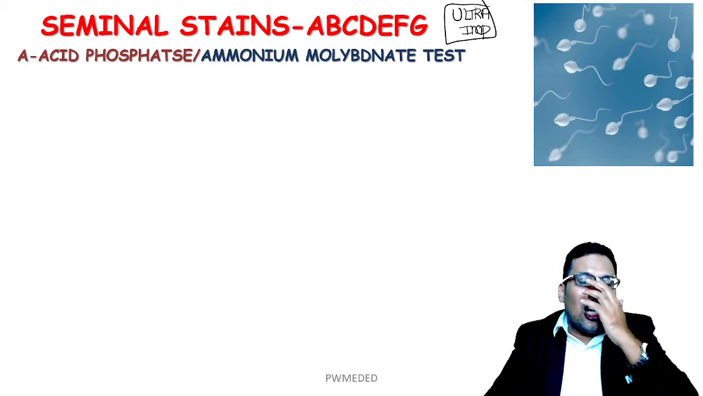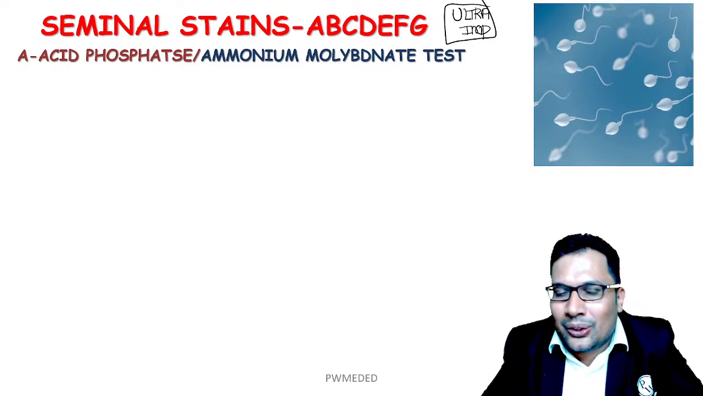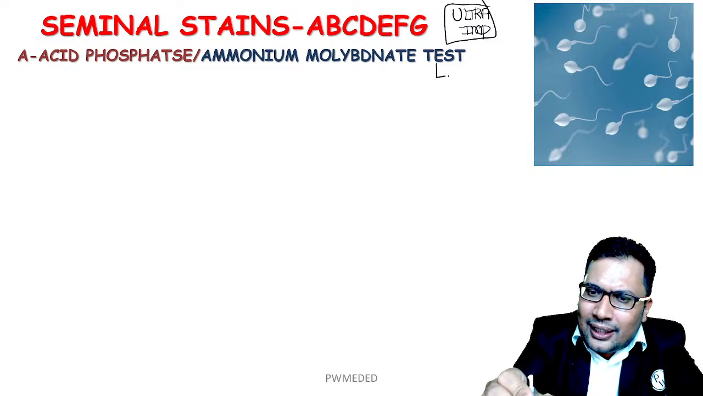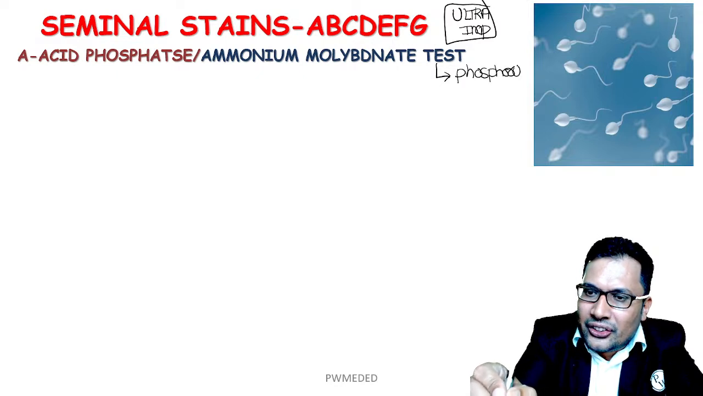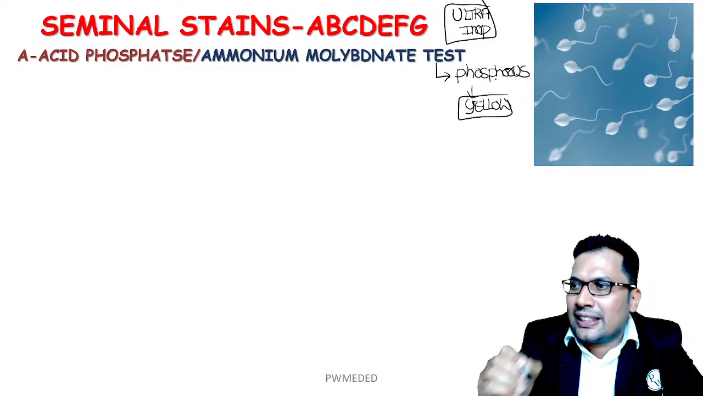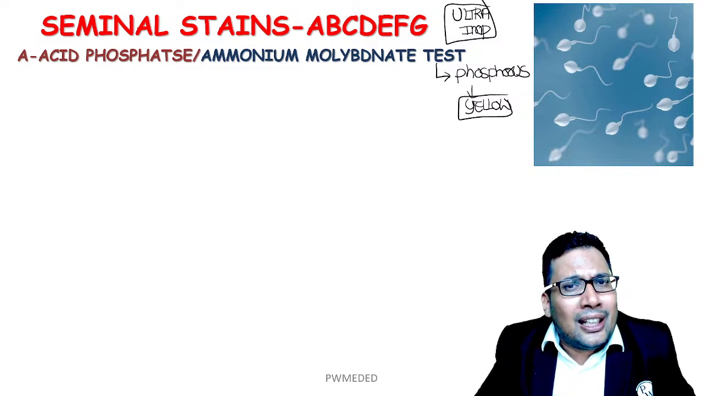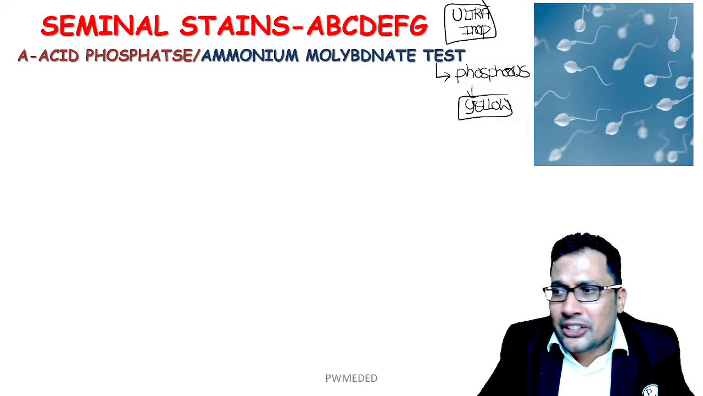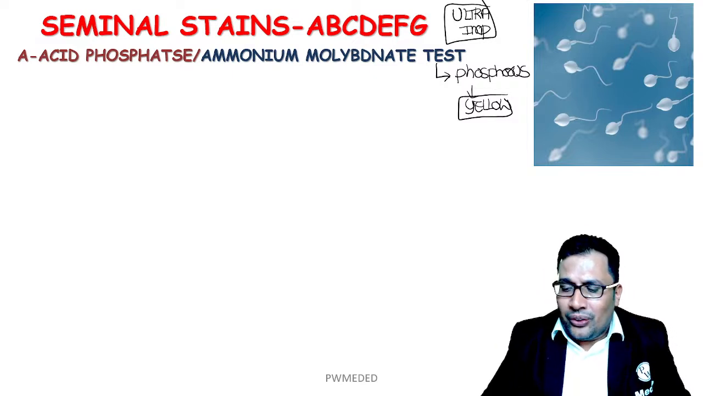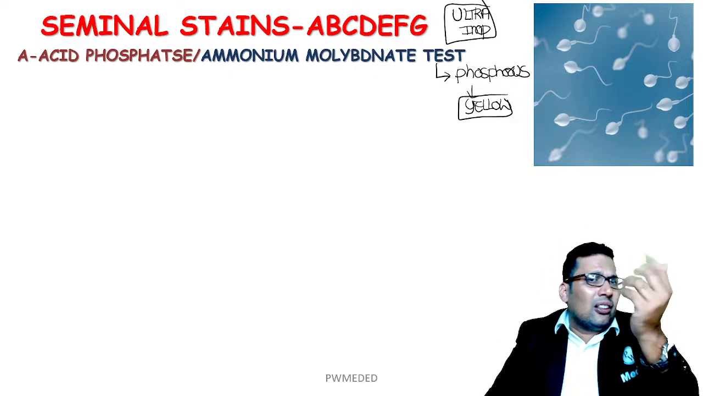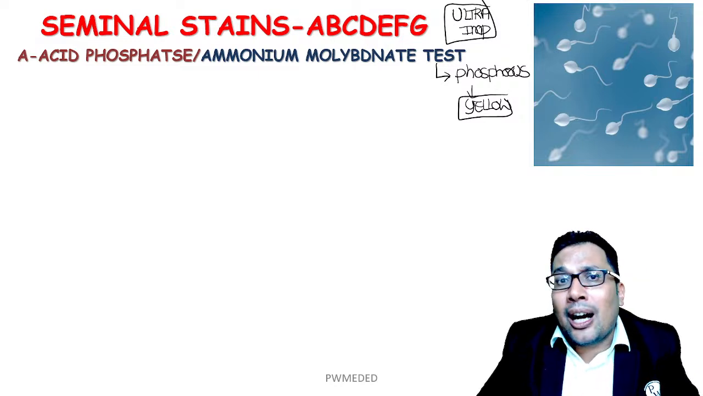Then one more A, ammonium molybdate test. This ammonium molybdate test detects phosphorus, and it gives rise to the yellow color. So we discussed in our classes, ammonium molybdate test gives rise to yellow color, phosphorus. Very good. Next, B for, I think you guessed it, Barberio test.